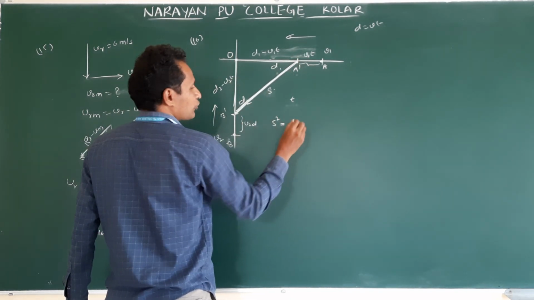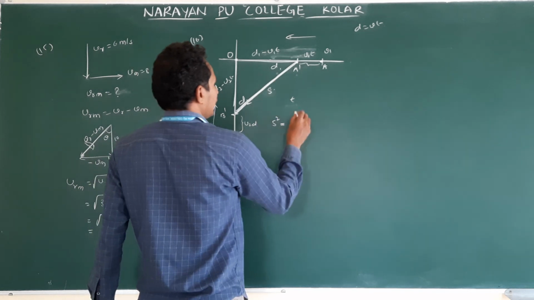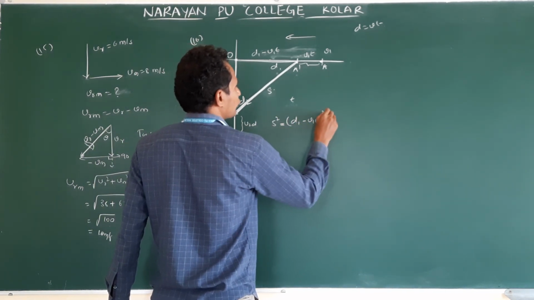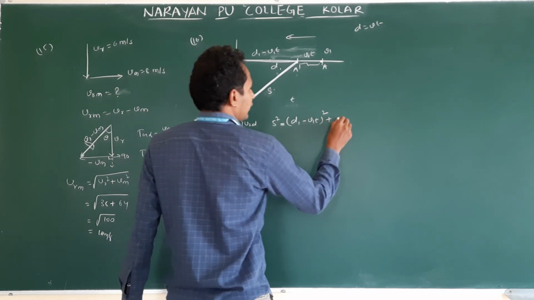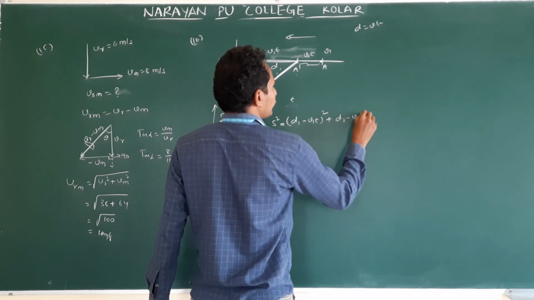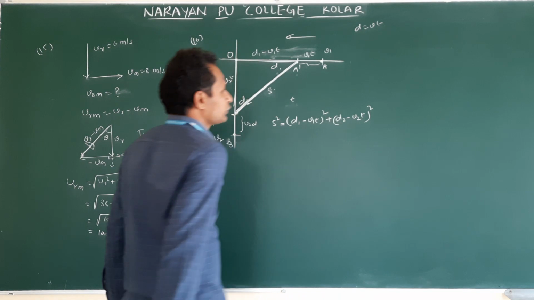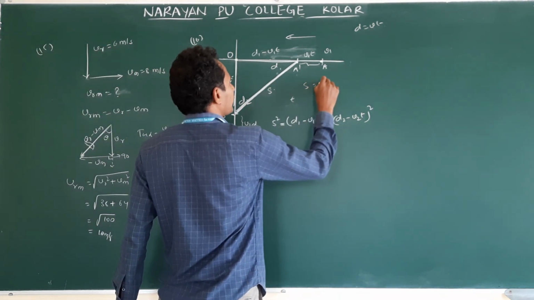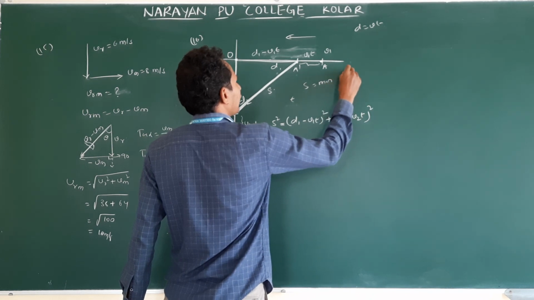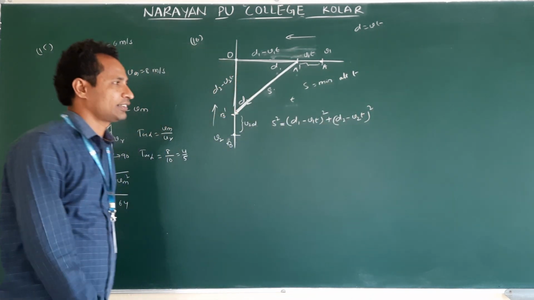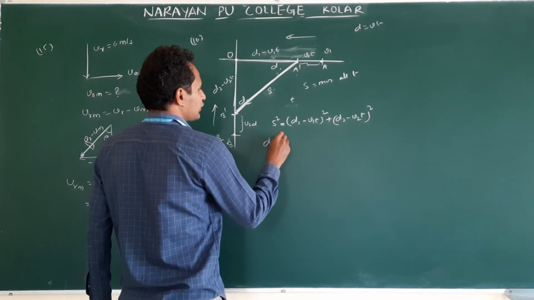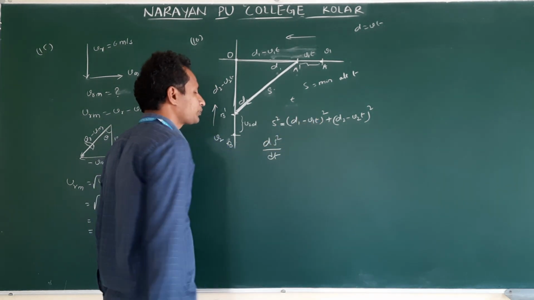Then hypotenuse square is equal to what? Side square plus side square: S squared equals (d1 minus v1t) whole square plus (d2 minus v2t) whole square. So this should be minimum. After how many seconds? So S is dependent on t, so we differentiate this with respect to t.